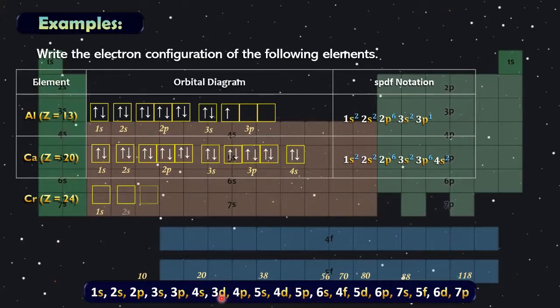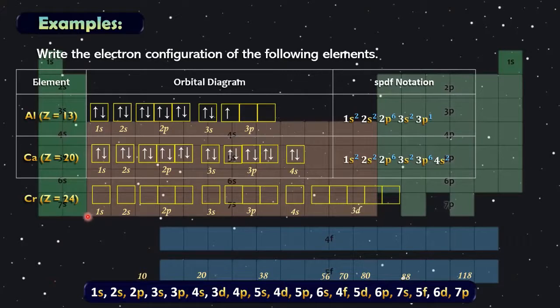1s, 2s, 2p, 3s, 3p, and 4s. And the last is 3D. Let's input the electrons. 1, 2, 3, 4, 5, 6, 7, 8, 9, 10, 11, 12, 13, 14, 15, 16, 17, 18, 19, 20, 21, 22, 23, 24. So this is the expected orbital diagram.